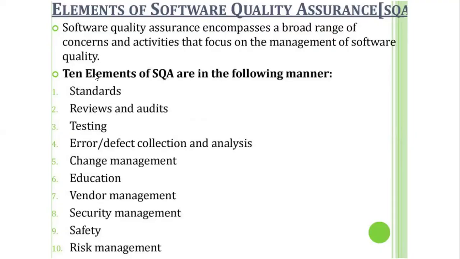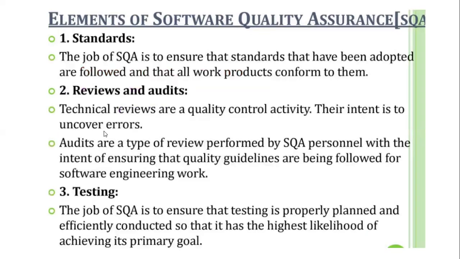There are 10 elements of software quality assurance in the following manner. The first is standards, then review and audit, testing, error or defect collection and analysis, change management, education, vendor management, security management, safety, and the last one is risk management. These are the elements, and we can define what a standard is. The job of software quality assurance is to ensure that standards that may be adopted are followed and that all work products conform to them.